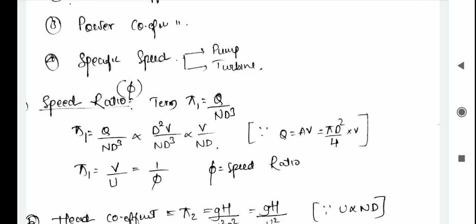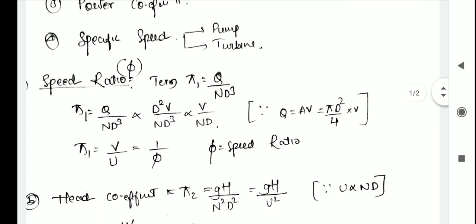Hence, for a fan or a pump of a certain diameter running at various speeds, the discharge is proportional to the speed. This is the first of the fan laws. The specific capacity is related to another quantity called speed ratio, and it is obtained as follows.